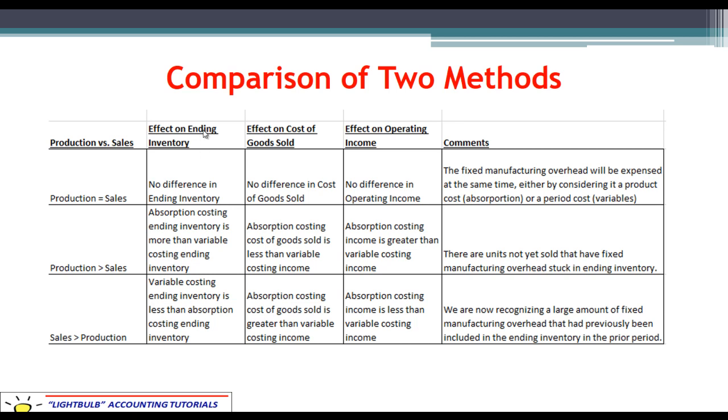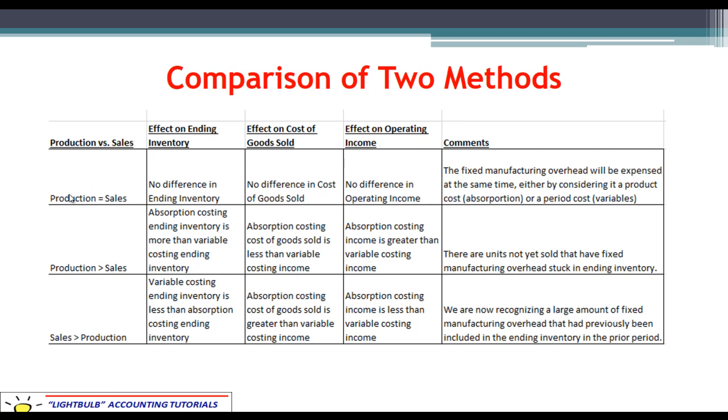Ending inventory is just kind of by itself, but then we have cost of goods sold. If we have higher cost of goods sold, we're going to have less operating income, and vice versa. So once you understand one of these, you'll understand the other, because it's going to be the exact opposite.